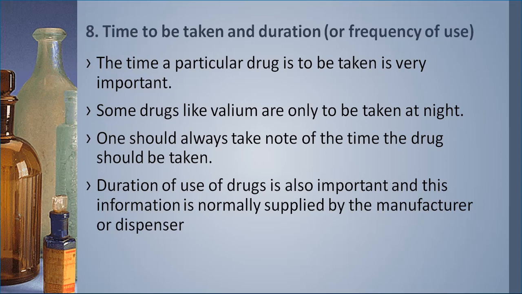The eighth point is the time the medicine will be taken, and for how long or how frequently they should take the medicine. The time a particular drug is to be taken is very important. Some drugs like Valium, what we call diazepam, some people call it volume 1, volume 2, volume 10. The right term is Valium. That is a brand name. The generic name is diazepam. Drugs like Valium or diazepam are only to be taken at night. When you take it in the morning, it's going to really affect your motor skills. You can't drive, you feel dizzy the whole day. So one should always take note of the time the drug should be taken.